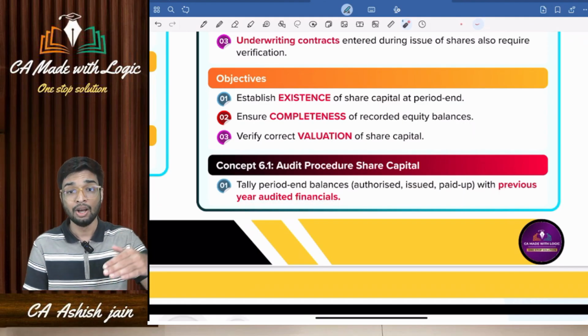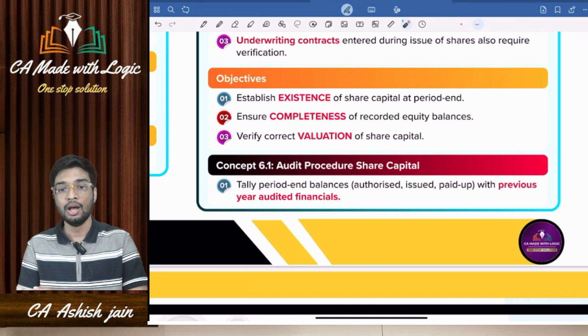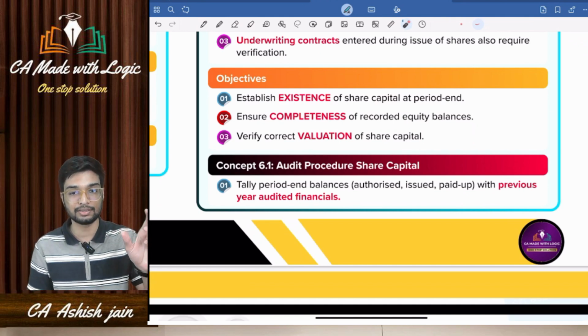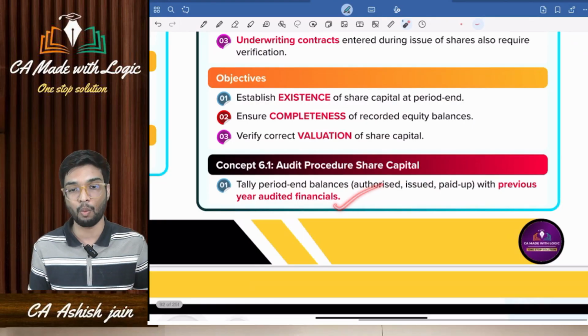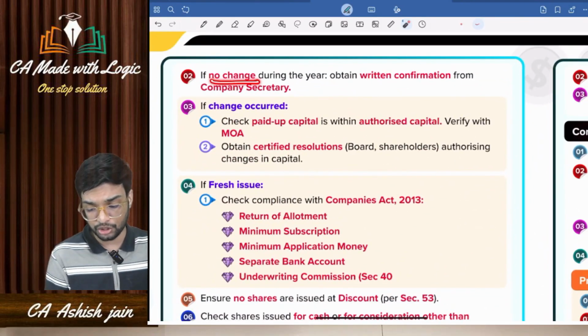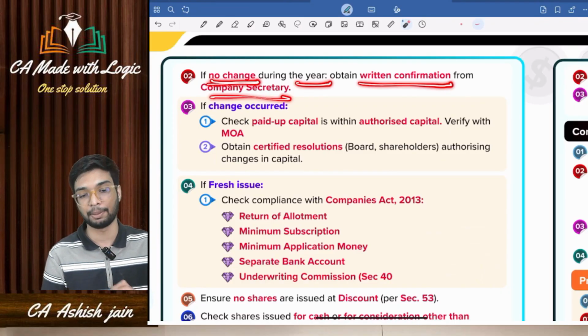This means that all the closing balances, the auditor has to make sure that they have been brought forward properly as opening balances. The figures of closing balances should properly match with the opening balances. This is what this point says. Then, if there is no change during the year, then obtain written representation from the company secretary.